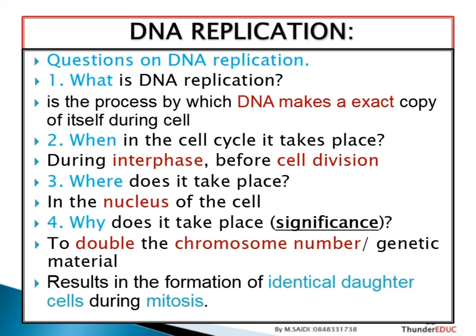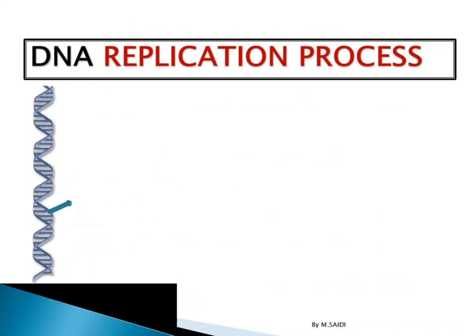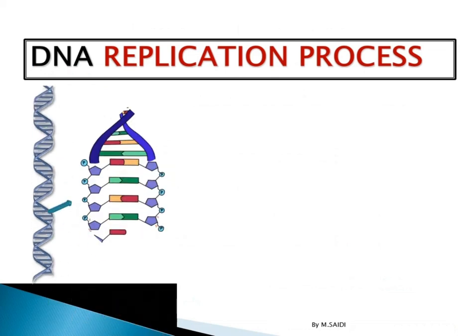Now, let us explain the process of DNA replication. Firstly, we know that DNA is double-stranded and it is helical. This is the shape when you say it is a double helix. During DNA replication, the DNA molecule unwinds. It unwinds and starts to look like a ladder-like structure. Then the weak hydrogen bond between the nitrogenous bases breaks. Then the DNA molecule unzips or separates to form two separate strands.